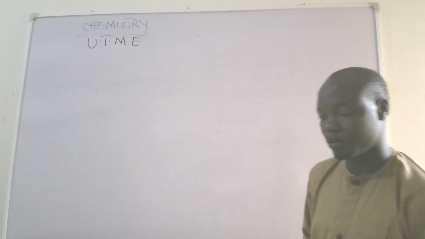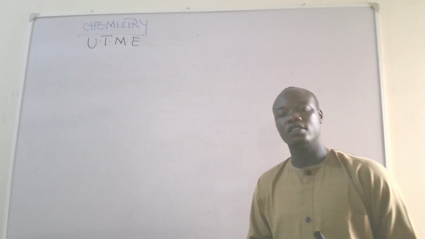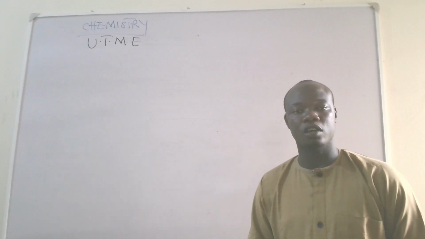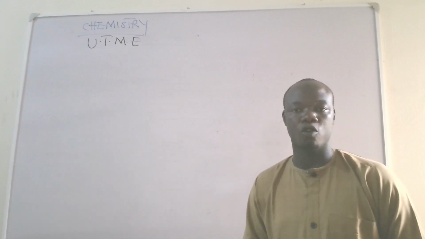Today we are going to look at chemistry, starting with the periodic table. So what is the periodic table? The periodic table is the arrangement of elements in order of increasing atomic number.